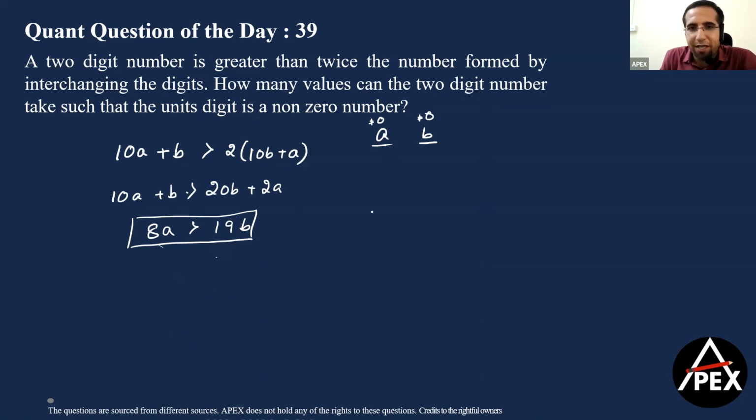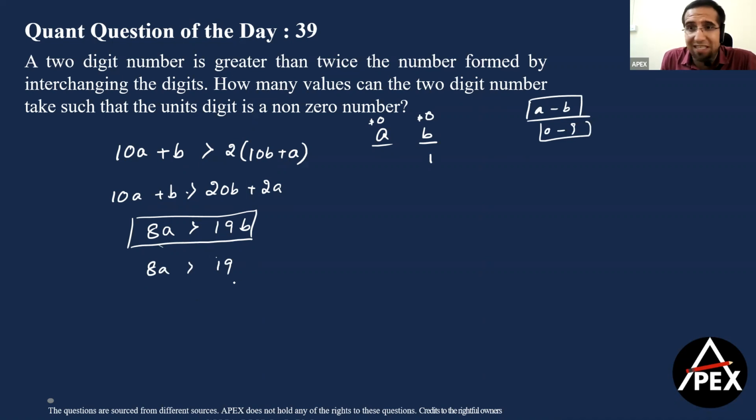Either we go on those lines, or a very easy method of doing this is to start assuming values. If I take the value of B is equal to 1, is there any value of A that will satisfy? So 8a is greater than 19. Clear? I repeat, if I take b is equal to 1, I get 8a is greater than 19. Now 8 into what is greater than 19? I repeat, a and b will take digits from 0 to 9 only.